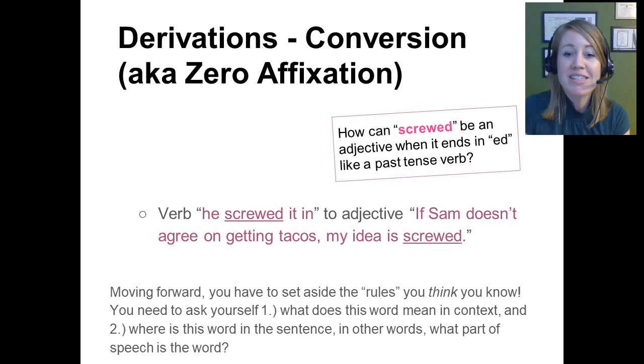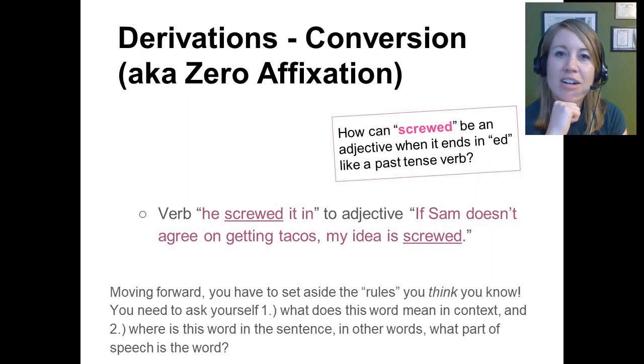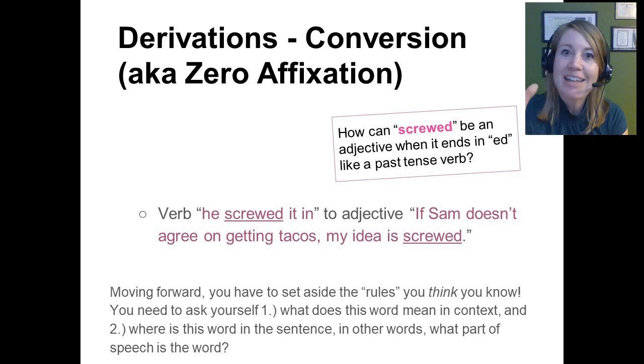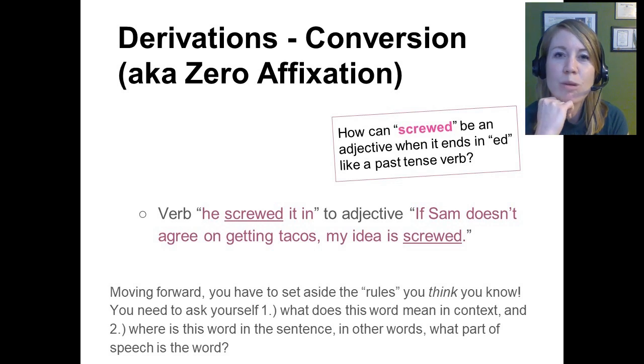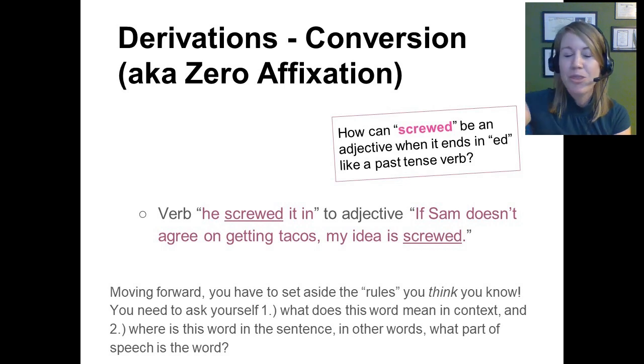So moving forward, you have to set aside the rules that you think you know. You need to ask yourself, what does this word mean in context? So when we look at our taco story, if Sam doesn't agree on getting tacos, my idea is screwed. What does screwed mean inside that story, in the context of the sentence it's being used in? And where is the word in the sentence? In other words, what part of speech is the word? Forget some of the rules you think you know about English in terms of ed always meaning past tense, because just because a word ends in ed does not mean it's functioning as a verb in a past tense form. Okay, so put those rules aside.